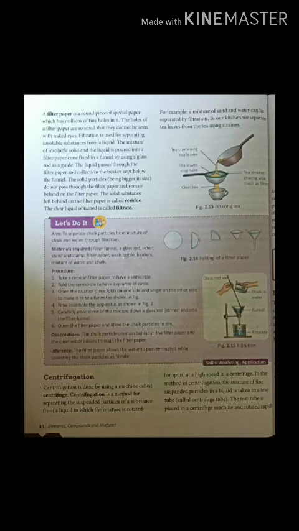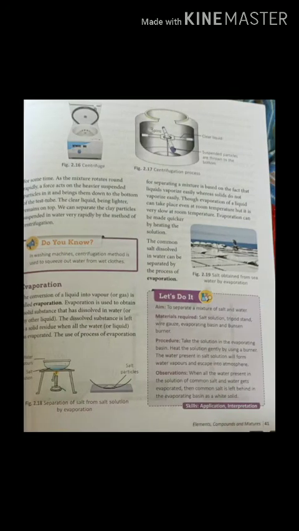It's written in your book also. You can see page number 40, line number 2. Centrifugation is a method for separating the suspended particles of a substance from a liquid in which the mixture is rotated at a high speed in a centrifuge. Okay, students? So remember it. This is the method of separation. Now, move to evaporation. You can see the diagram here, figure 2.19, salt obtained from seawater by evaporation.